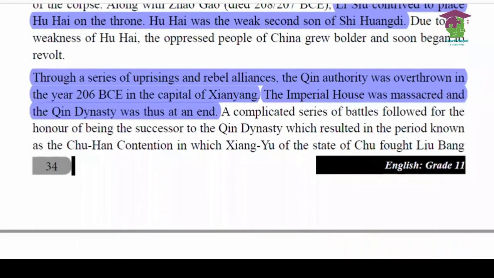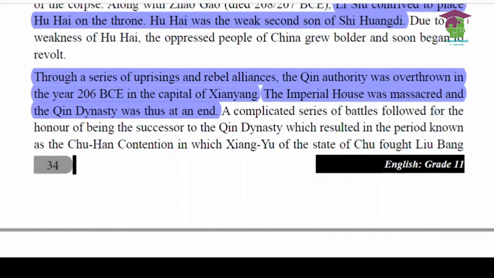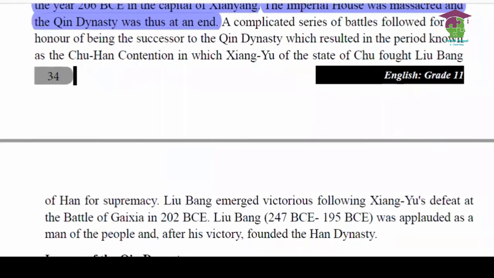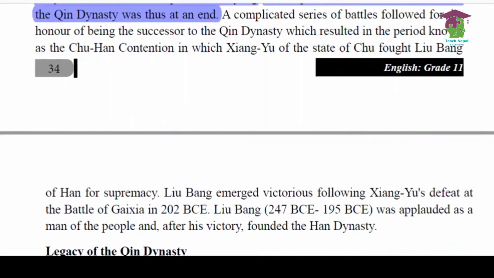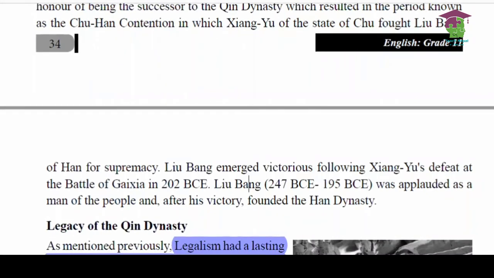उसले आफूले चाहिँ जनताहरूलाई चाहिँ एकदम कन्ट्रोलमा राखेको थियो, त्यसले गर्दा चाहिँ जनताहरूले चाहिँ विरोध गर्छन् भन्ने हिसाबले चाहिँ हि वाज मच वरिड अबाउट द थिङ। Then through a series of offsprings and rebel alliances, the Qin, त्यसपछि अब Si Hungary-को डेथ भइसक्यो। Qin authority was overthrown in the year 206 BC in the capital of Xiang. The imperial house was massacred and the Qin dynasty was thus at the end.